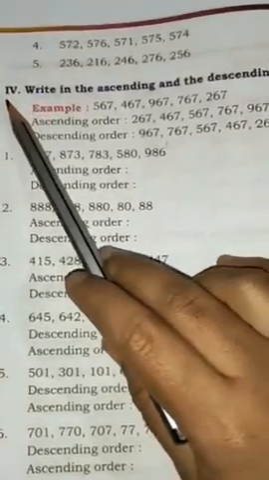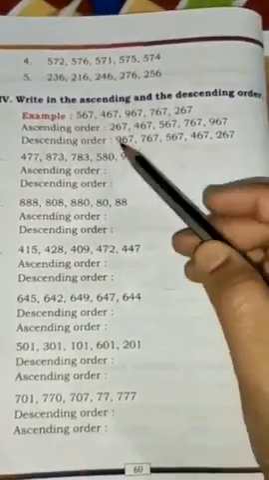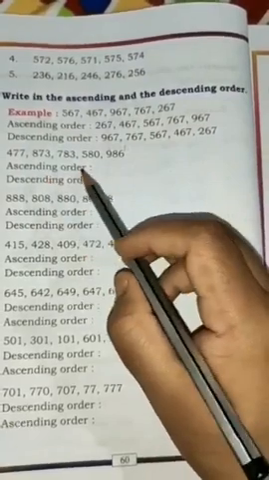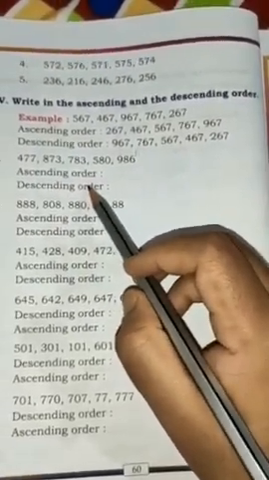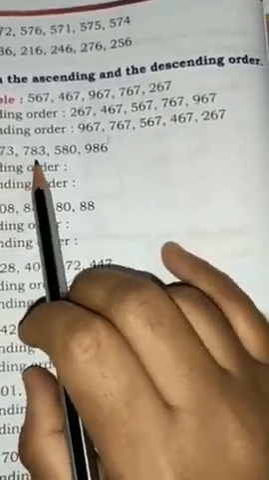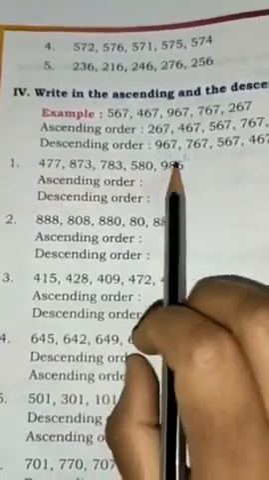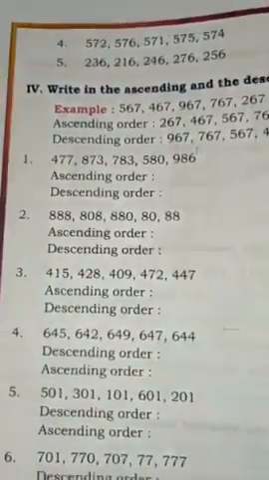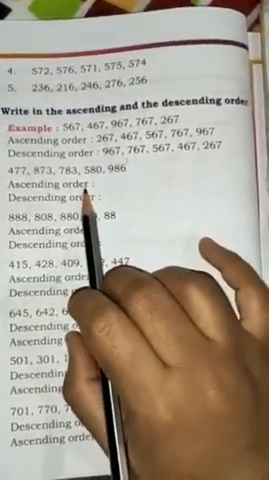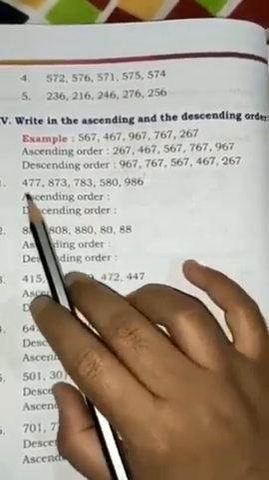So the next main is the fourth main. Write in the ascending and the descending order. Here they have given the numbers and we have to write those numbers in the ascending order and in the descending order. Okay, let us take one example here: 477, 873, 783, 580, 986. Right. Now you have to arrange all the numbers in the ascending order. Ascending order in the sense what do we have to do? Yes, ascend means we have to write the numbers from small to big. Right. So let us arrange these numbers.